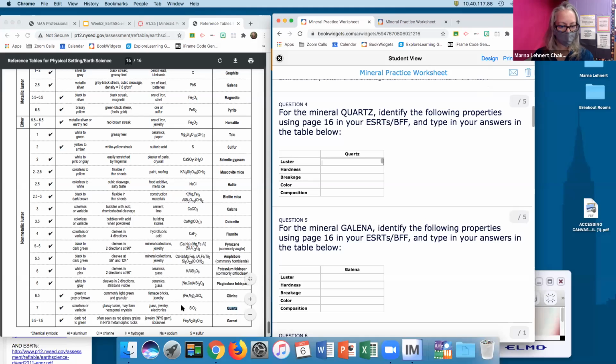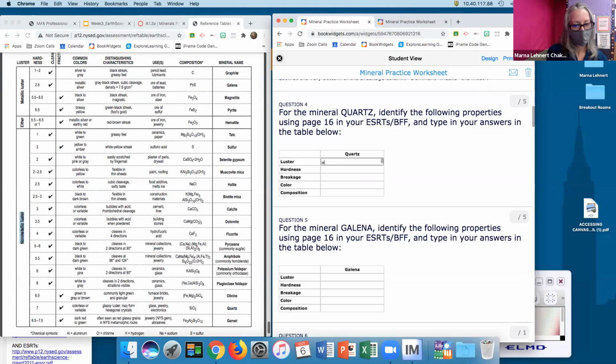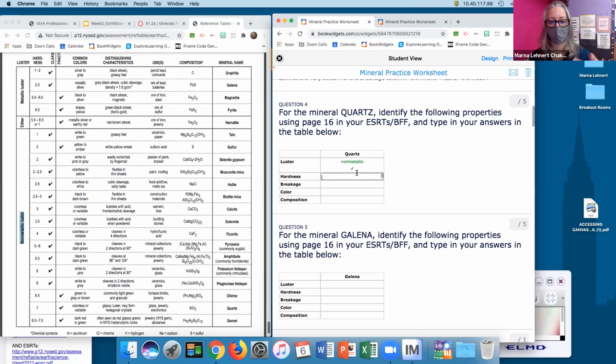Let's see. Quartz. Going over to the other side here. Yep. Techen, I think you're right. I see it right here. Non-metallic. So you should just be able to type in non-metallic. And I tried to do any possible spelling that you might have for that one. You have to get all of them right in order for it to give you the full points. I believe I gave you 5 points for this one.